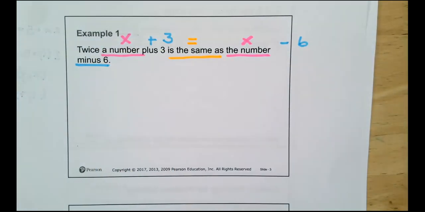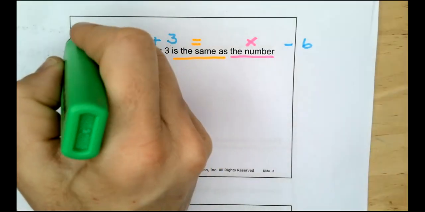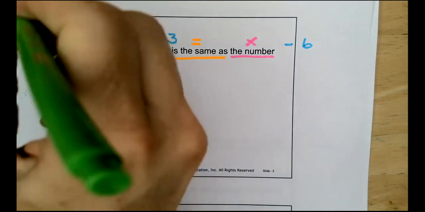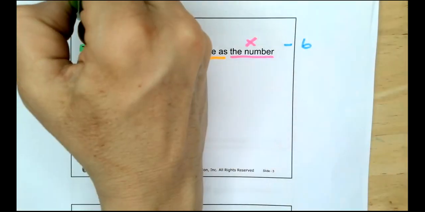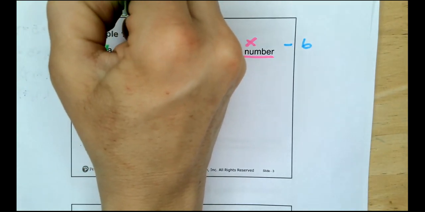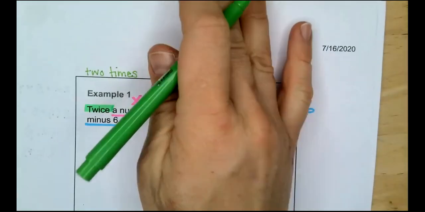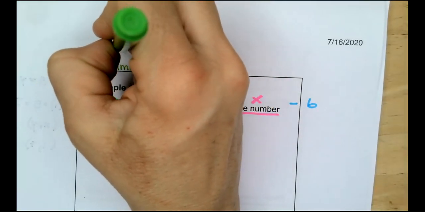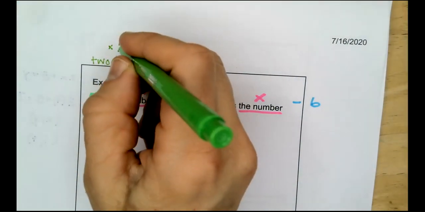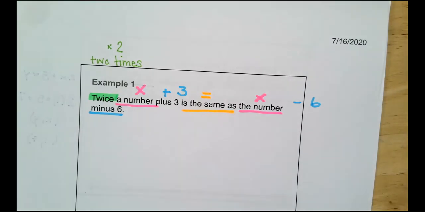Right? The only part we're missing now is this "twice." Think about this. If I do something twice, what am I doing? I'm doing it two. What's another way to say twice? 2 times. If you do something 2 times, you've multiplied it by 2, right? Times 2. Twice. So we have 2 times a number plus 3 is the same as the number minus 6.